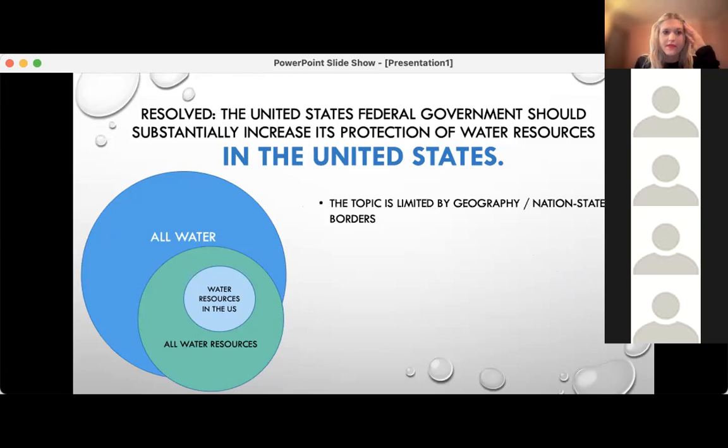But in a sense, this topic is limited by geography, which is a natural thing, and nation state borders, which is a human imposition of, this is our nation, this is the land that our nation is. And so the nation state borders, like the borders of the United States, are important to this topic, because what is in the United States is the boundaries of the topic.